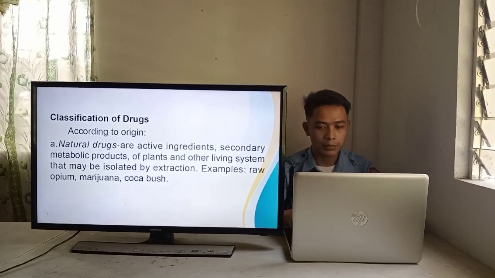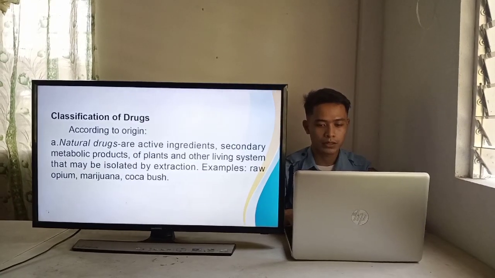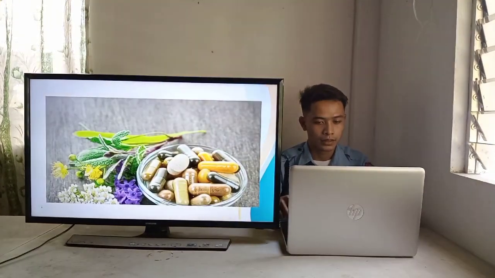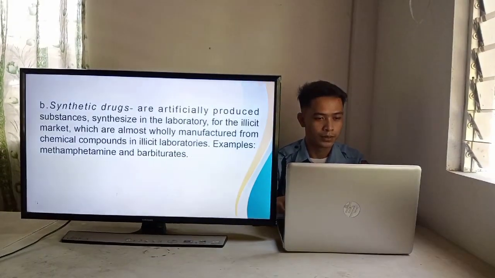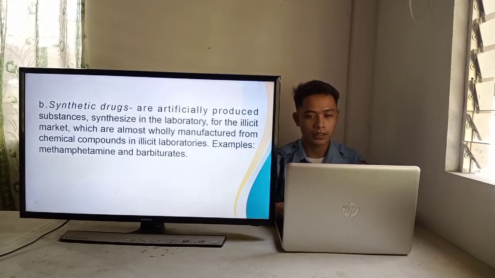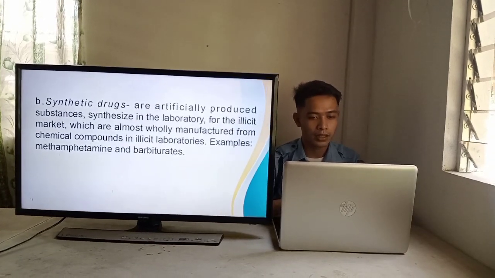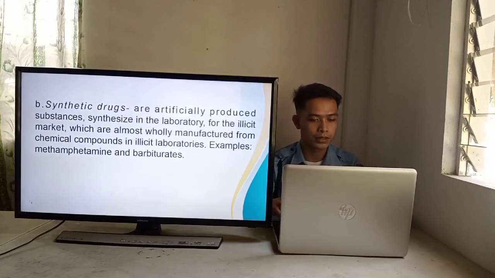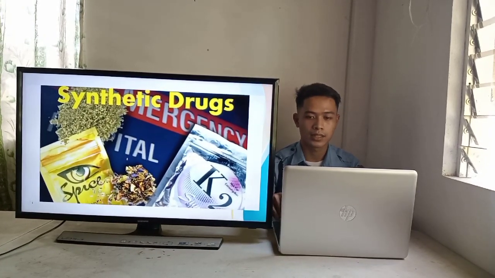So the next is classification of drugs according to the origin. Natural drugs are active ingredients, secondary metabolic products of plants and other living systems that may be isolated by extraction. Examples: raw opium, marijuana, coca bush. So this is the picture of marijuana, coca bush, and other drugs. Next, synthetic drugs are artificially produced substances synthesized in the laboratory for the illicit market, which are almost wholly manufactured from chemical compounds in illicit laboratories. Examples: methamphetamine and barbiturates. So this is the picture of synthetic drugs.